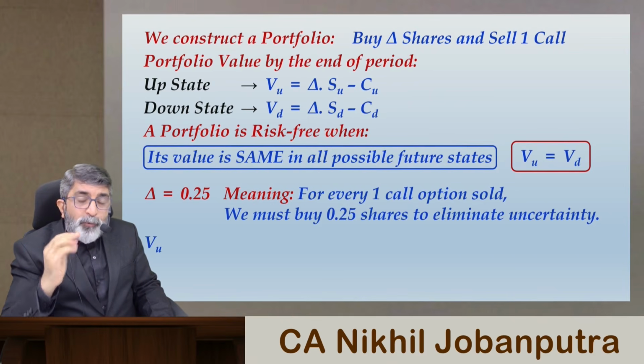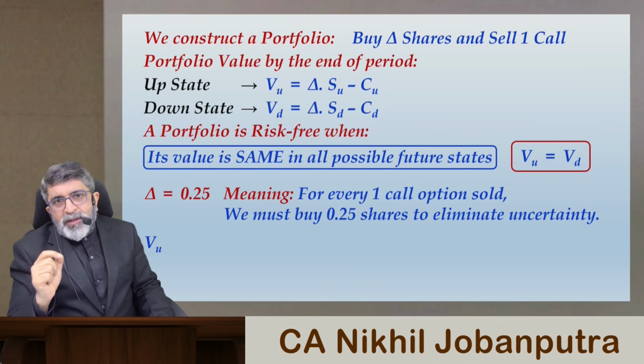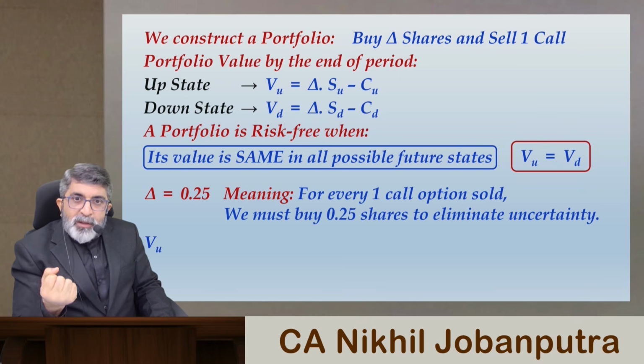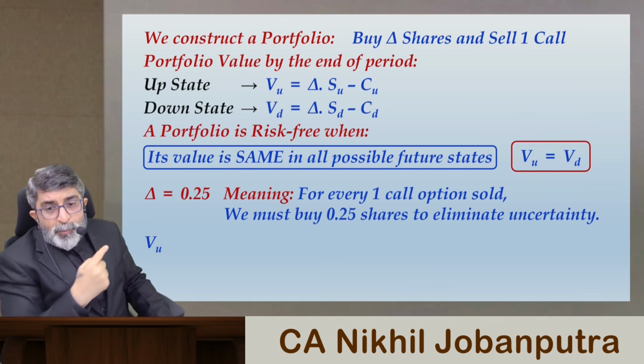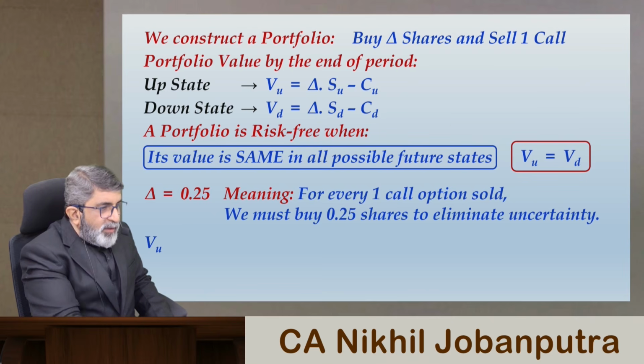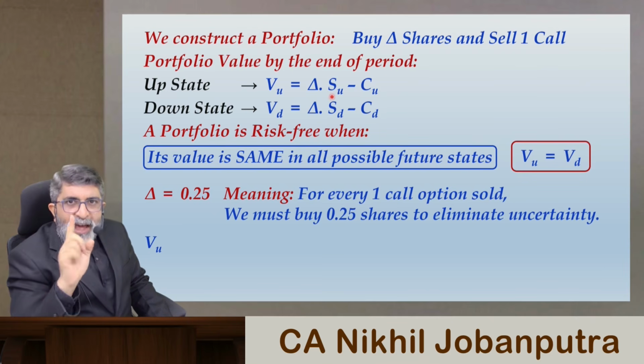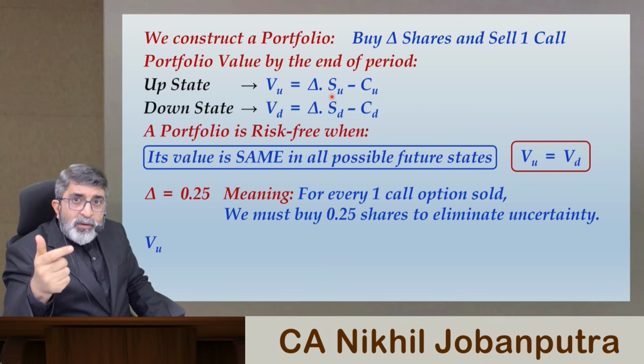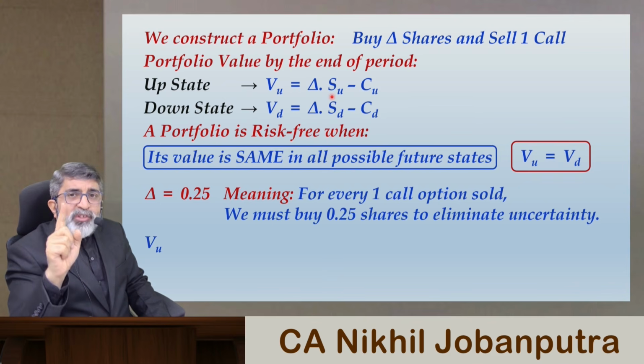VU is the value of your portfolio when the price moves up. When the price moves up, it goes to $200. The value of the share that you have invested in is also moving up. So your investment value rises. But you don't have one full share, you have only 0.25 share. So what will be the value of your portfolio, VU? It will be basically delta into SU. Ask yourself again and again, how many shares do you have? You have 0.25 shares, multiplied by the value of the stock at the end of the period when the price moves up, which is $200.